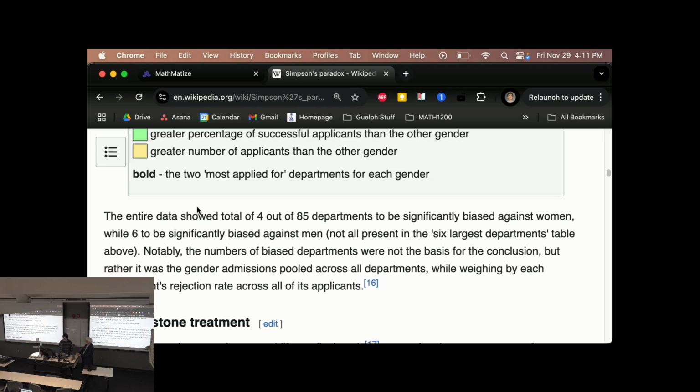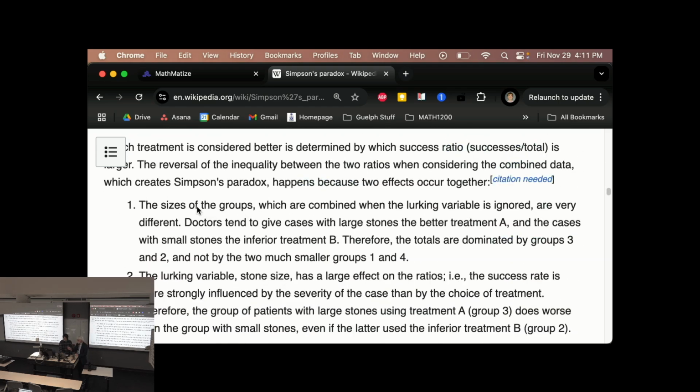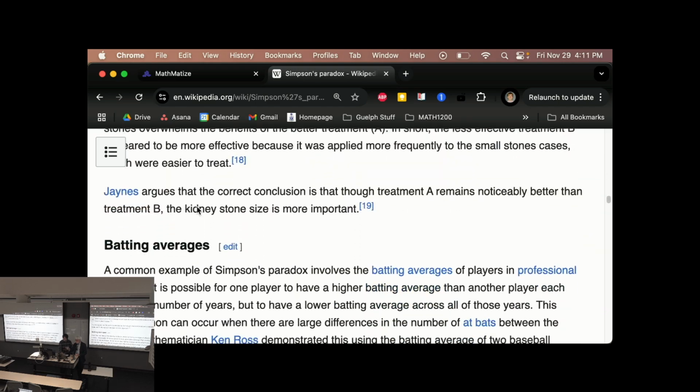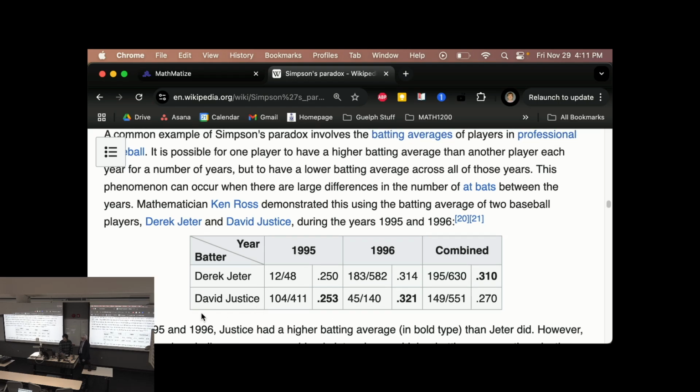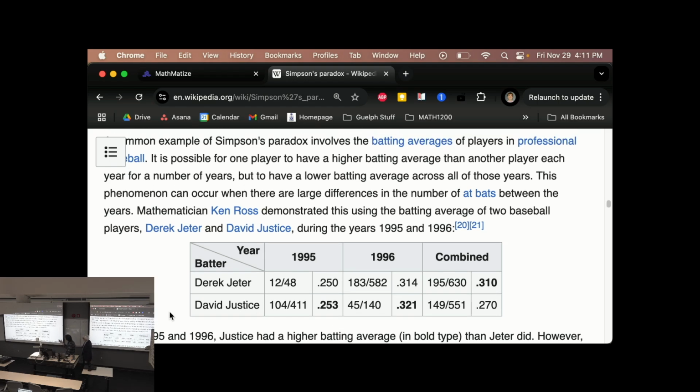But let's go to a different example. Okay, kidney stone example. We'll go back to the kidney stone example. Let's go to the batting averages. Here we go. The batting. Oh, because it really is the baseball sum.